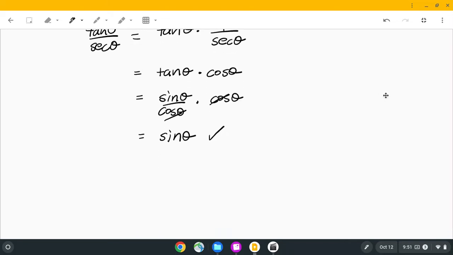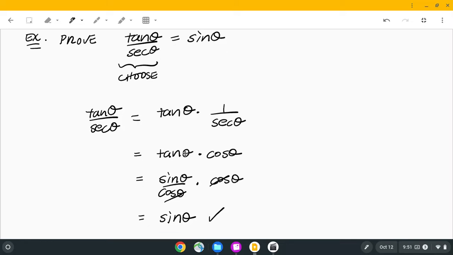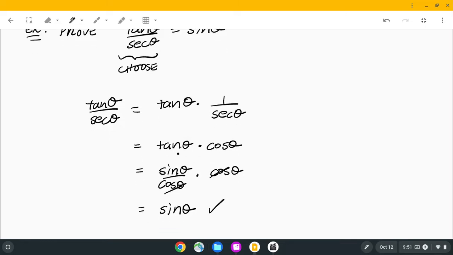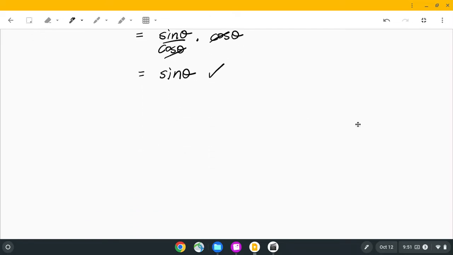Again, here I chose this side. I separated them, and then I used my reciprocal identity to rewrite this as cosine. Then I used my ratio identity to rewrite tangent as sine over cosine. And then I canceled. All right, let's try another one.